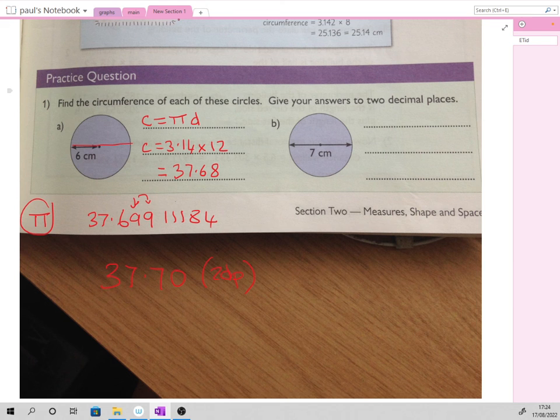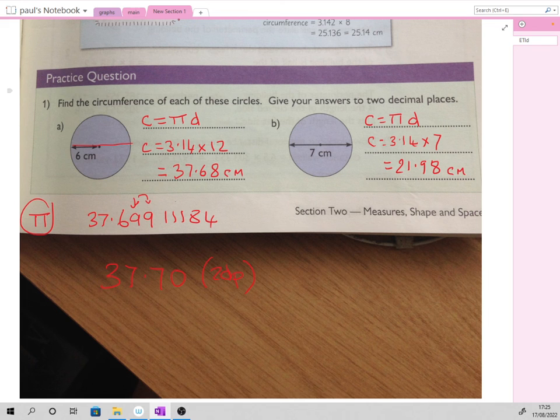What about this one? C equals pi d. So I'm going to go C equals 3.14 times 7. Now, because I've got 2 decimal places in my value of pi, I'm always going to get 2 decimal places as the answer. So that will equal 3.14 times 7. And this is 21.98, 21.98 centimeters. Don't forget that, centimeters.